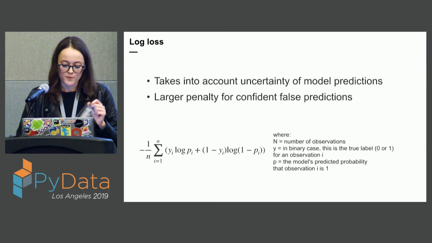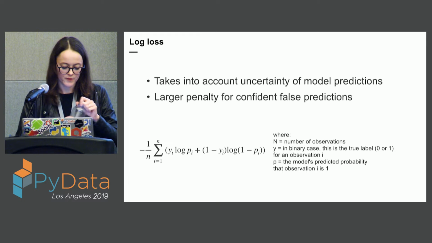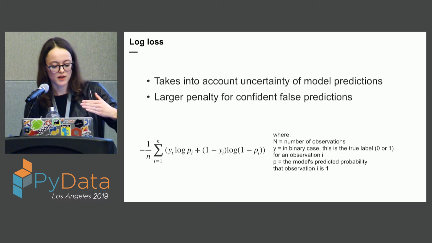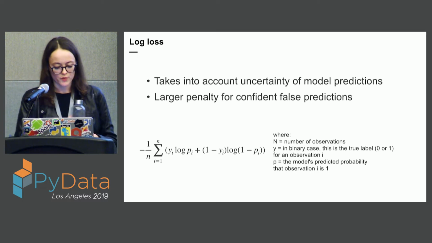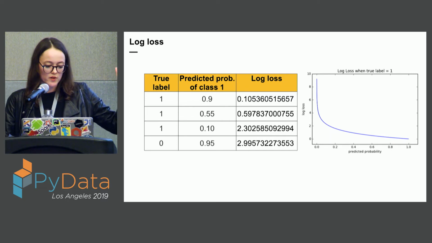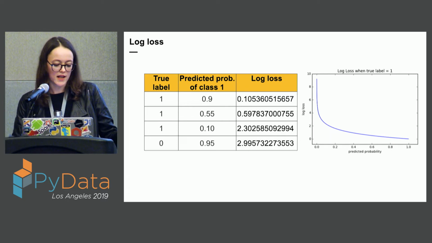And it is, I would say, very close to accuracy in the sense that when you minimize the log loss, the accuracy is going to be increasing too. So this is what it would look like on a very, very simple example. So we have a label, a true label, the predicted probability of class 1, and the log loss.